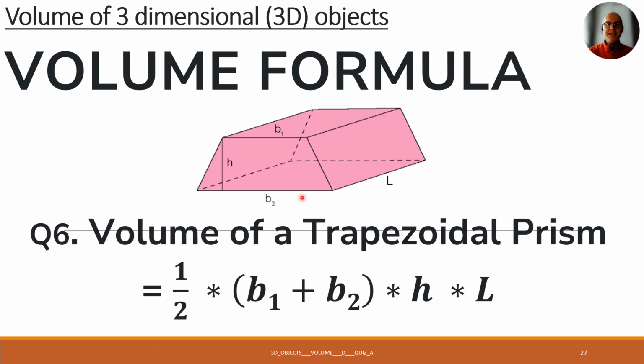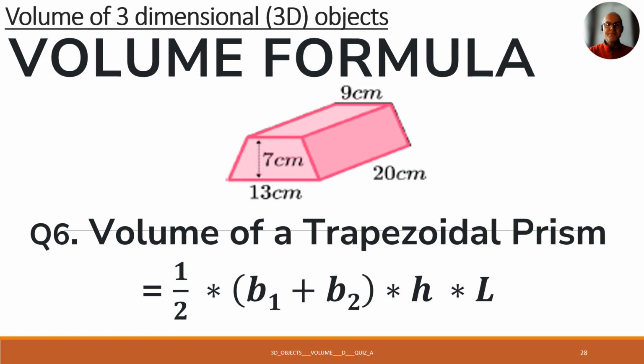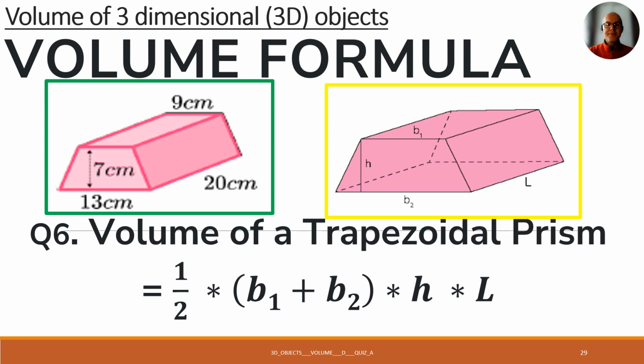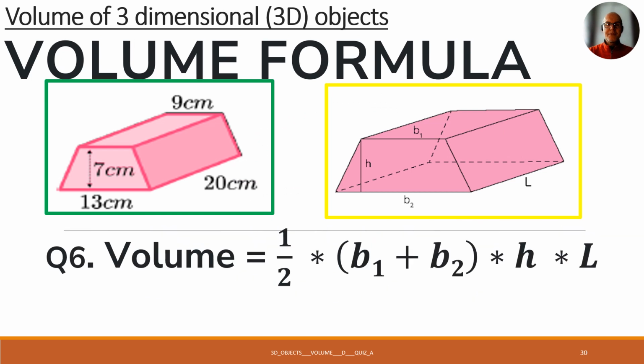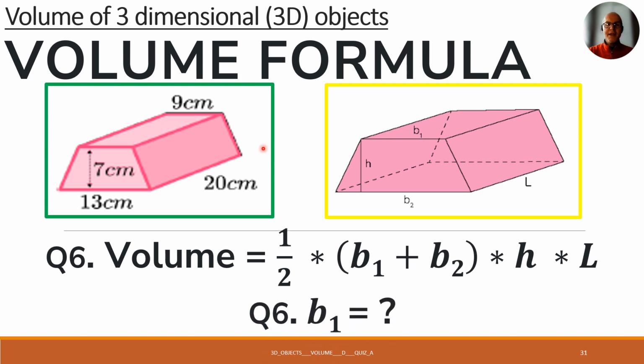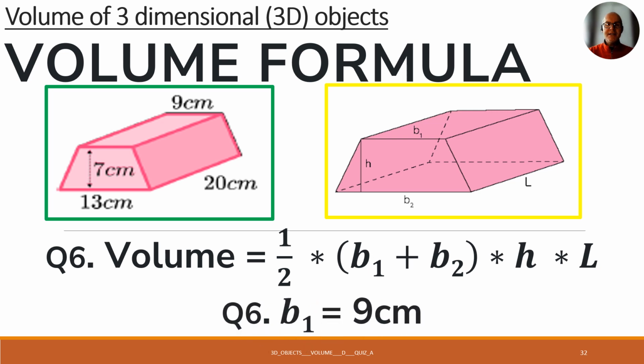Question 6 is going to be based on a trapezoidal prism. The volume for the trapezoidal prism, remember, is 1/2 times B1 plus B2 times H times L. This is the example we're going to use. So in this worked example here, what is B1? So here's our template, B1 at the top. So B1 is this size here, and we get it from the size of the opposite side. So B1 in this example is going to be 9 centimeters.